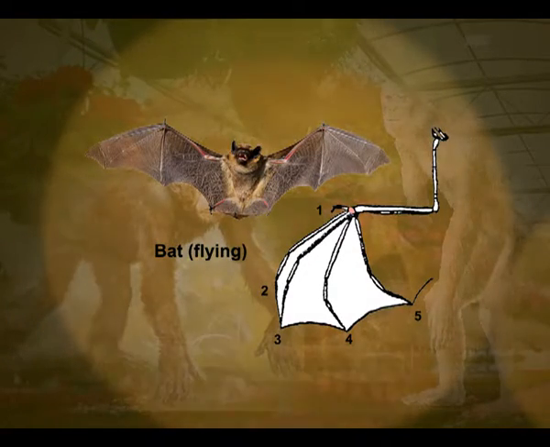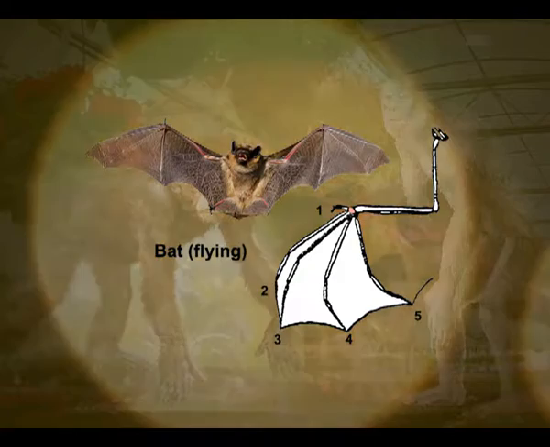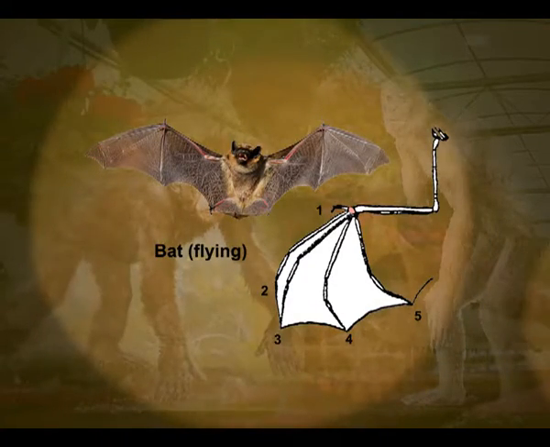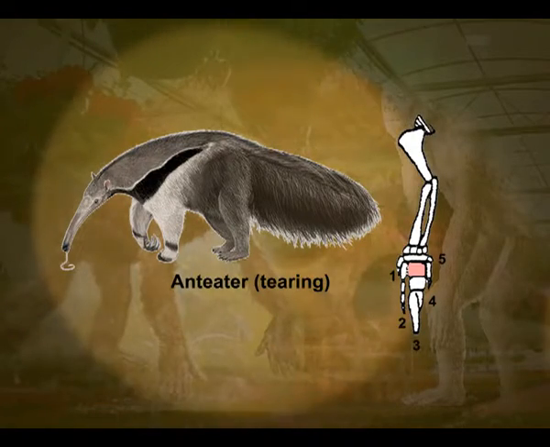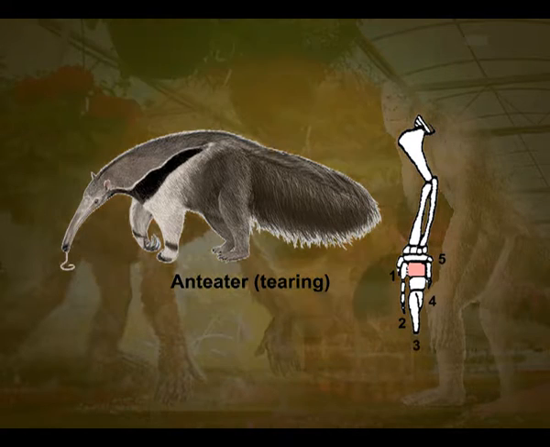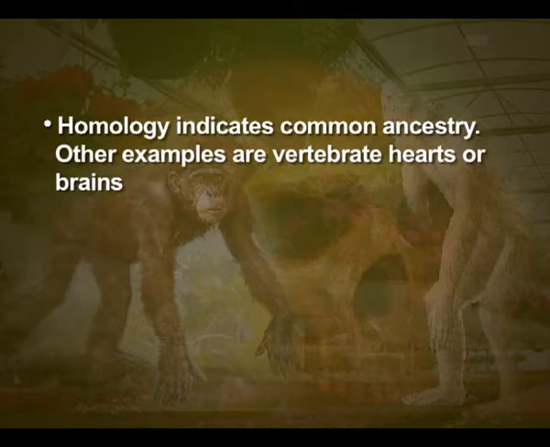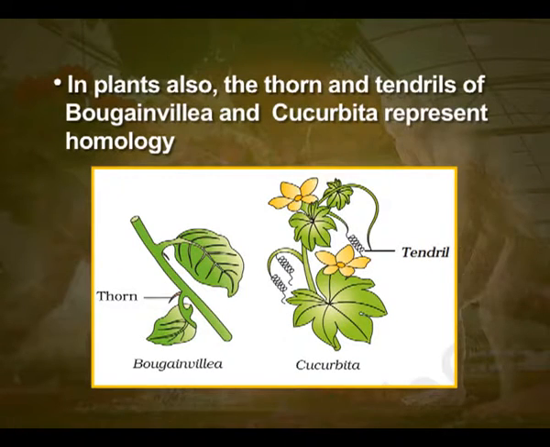Hence, in these animals, the same structure developed along different directions due to adaptations to different needs. This is divergent evolution, and these structures are homologous organs. Homology indicates common ancestry. Other examples are vertebrate hearts or brains. In plants also, the thorn and tendrils of Bougainvillea and Cucurbita represent homology.